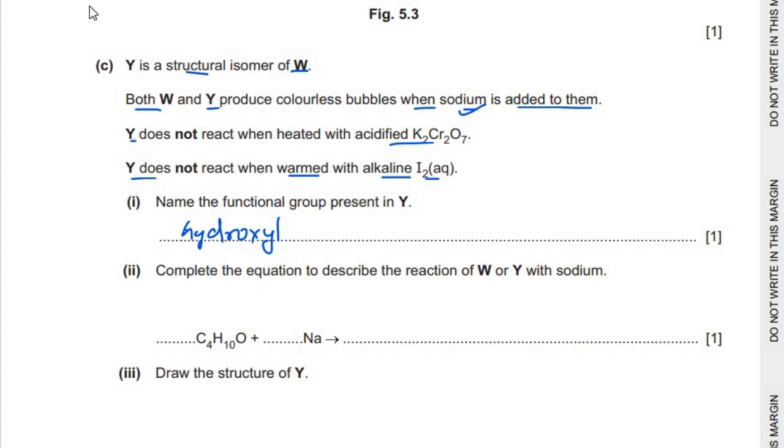Complete the equation next to describe the reaction of W or Y with sodium, right? So C4H10O gives sodium. Now when it reacts with sodium, we know that the H of the hydroxyl group is replaced by sodium. So one of the H goes, so we will write C4H9ONa. That should be the product. And the hydrogen is released as hydrogen gas.